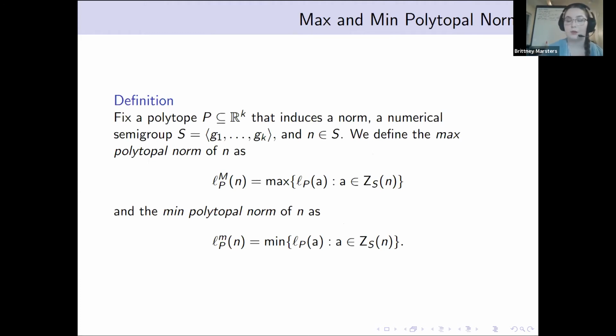Okay, so the other part of this talk is optimizing, right? So we're going to minimize or maximize something. We've got a polytope that induces a norm. We've got a numerical semigroup. We're going to define the max polytopal norm of n as the max polytopal norm value over our set of factorizations. And I'll bring your attention to the superscript, capital M for max. Similarly, we're going to define the min polytopal norm as the min polytopal norm value over our set of factorizations. We're going to have the superscript little m for min.